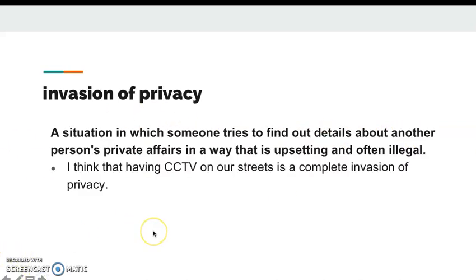The definition of the phrase invasion of privacy is a situation in which someone tries to find out details about another person's private affairs in a way that is upsetting, and often illegal. For example, I think that having CCTV on our streets is a complete invasion of privacy, which is not legal, because they violate our privacy, our private life.